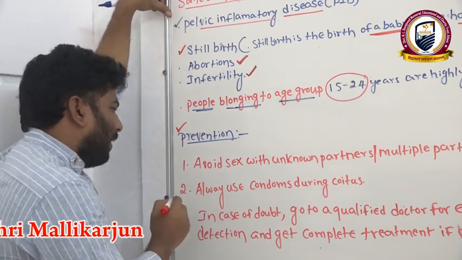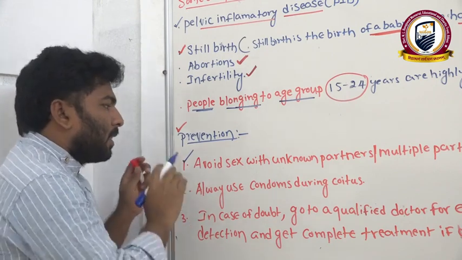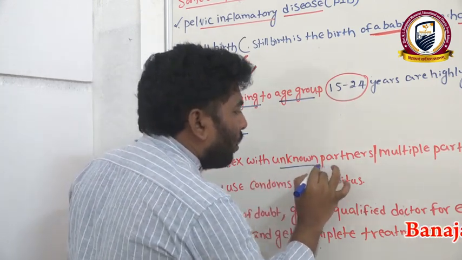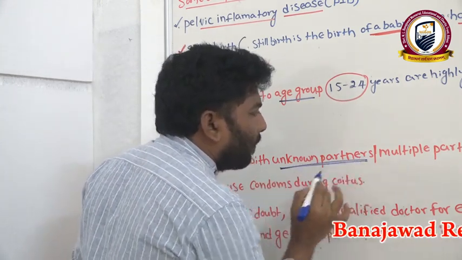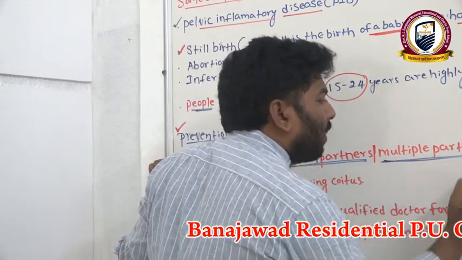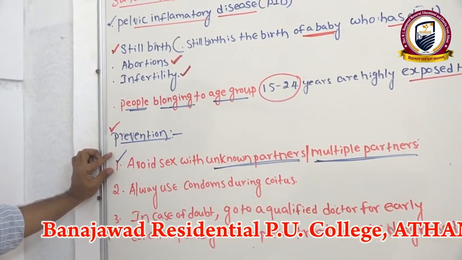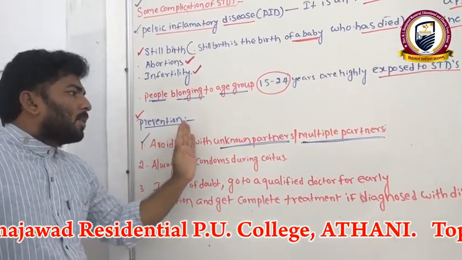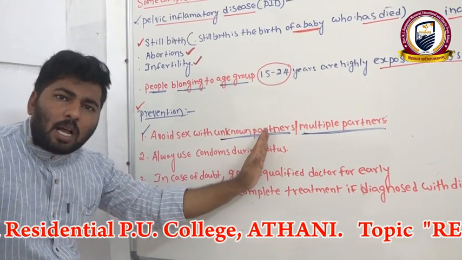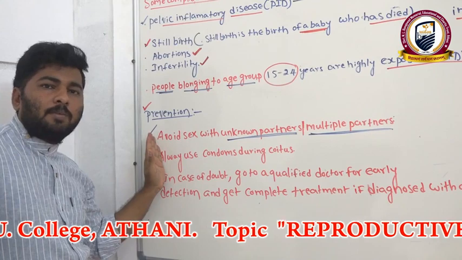Now prevention: how are we going to prevent these STDs? First one is to avoid sexual contact with unknown partners, unknown persons or multiple partners. This is one preventive measure. Avoiding sexual contact with unknown persons or multiple persons is one of the preventive measures for sexually transmitted diseases.